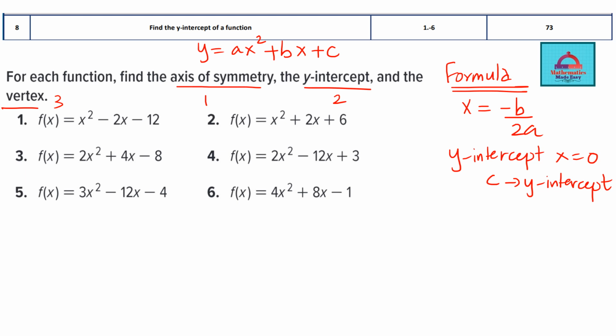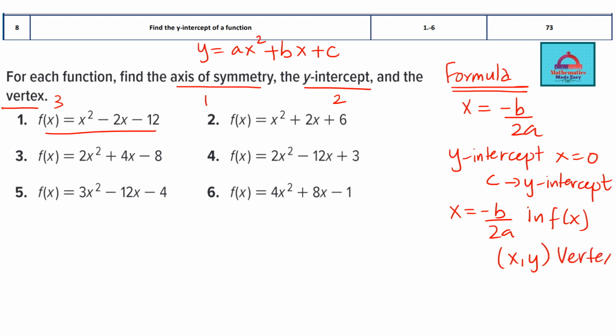And last, you have to find the vertex. For getting the vertex, you put x equal to minus b by 2a in f(x), that is the given equation. Calculate the y and that will give you the point x comma y, which is going to be the vertex. So this is the formula we are going to use for solving each of the questions. Let's solve the first and the second question here.